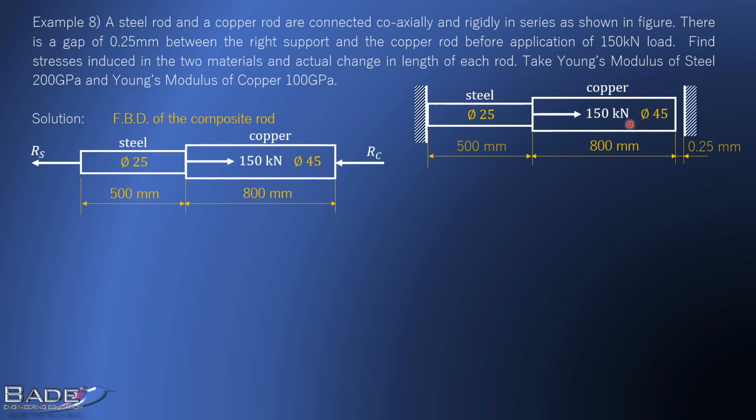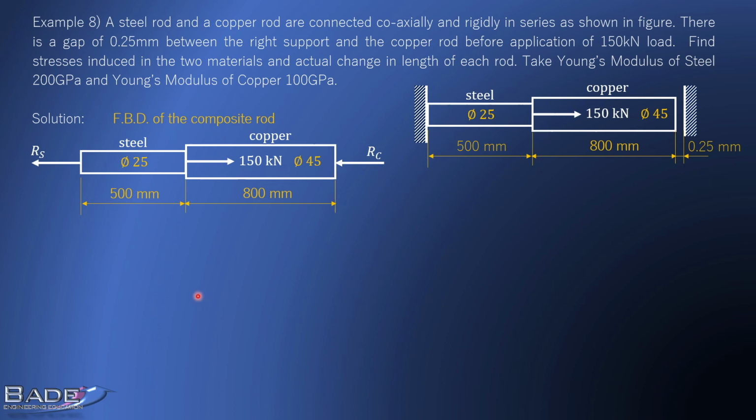Here we have assumed that the steel rod elongates enough to fill this gap. And that is why we can show reaction RC here. If our assumption is wrong, meaning if deformation of the steel rod is not enough, if displacement of the right end of the copper rod is not enough to touch this wall, then we'll get an illogical answer. So don't worry about that.